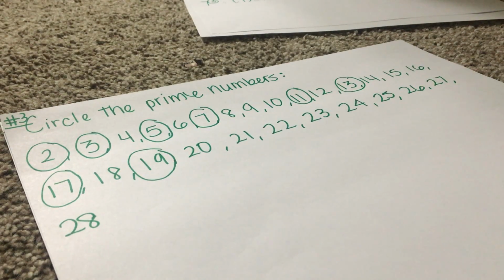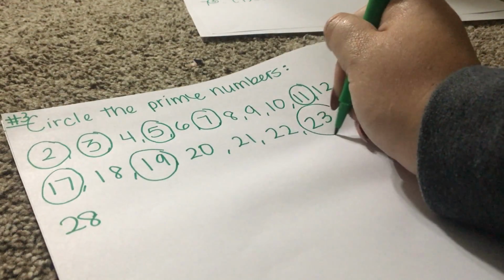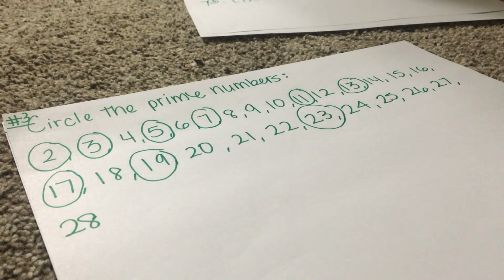23 is a prime number because you only can multiply 23 times 1 to get 23. 24 is not a prime number because you can multiply 6 times 6 and 24 times 1 to get 24. 25 is not a prime number because you can multiply 5 times 5 and 25 times 1 to get 25.